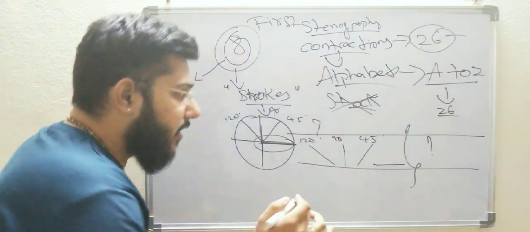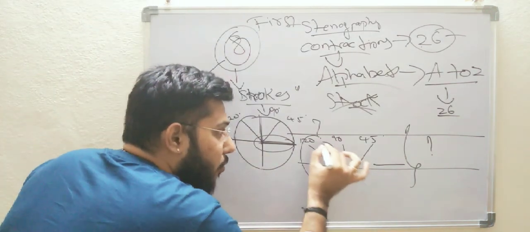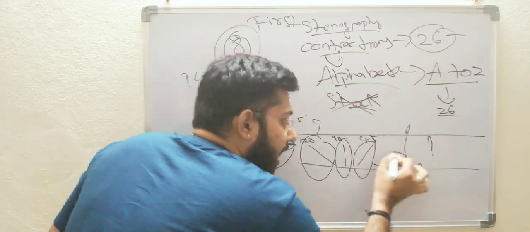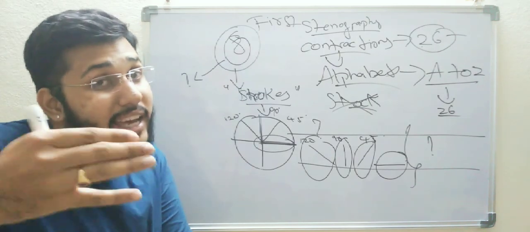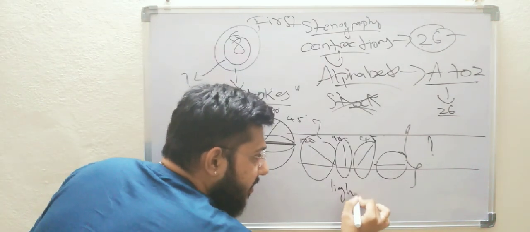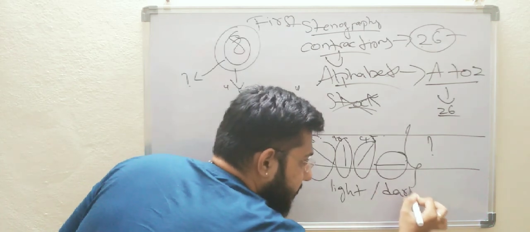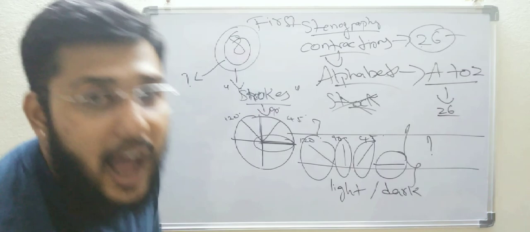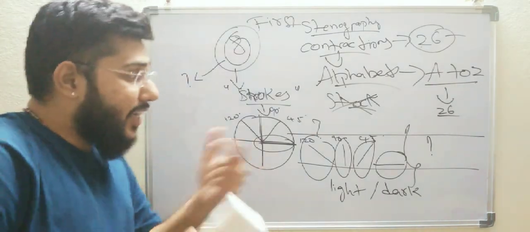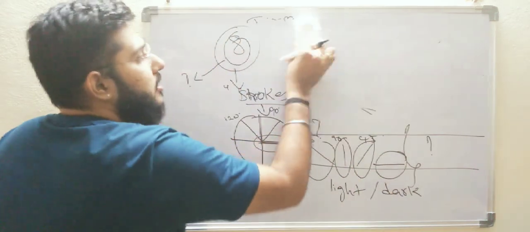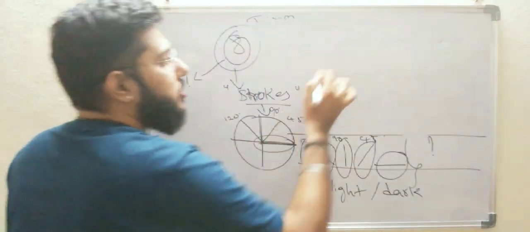Very simple. Each stroke, 120, 90, 45 and horizontal, is divided into light and dark. Each stroke is divided into a light stroke and a dark stroke. Now let us see how they are divided into light and dark. First, let us see the 120 degrees.